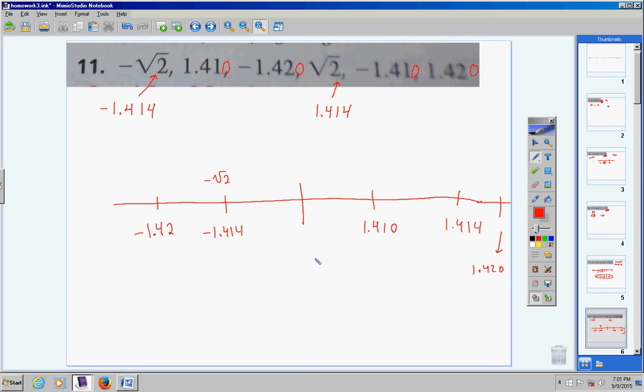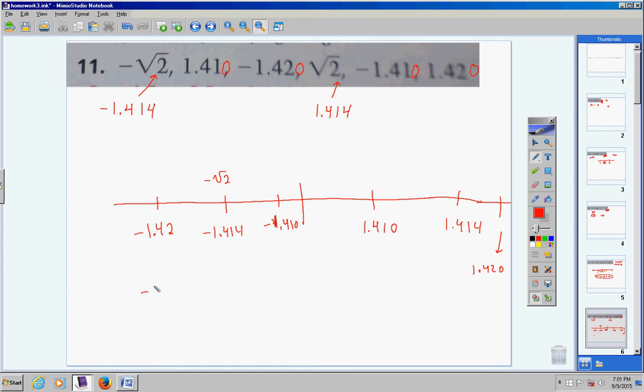I think I'm missing one somewhere. 1, 2, 3, 4, 5, 6. Which one am I missing? Let's see. This one here. And then this one. And then this one. And then this one. Oh, I skipped this one right here. Negative 1.410. That would go right here. Let me show you why. 1.410. Well, guys, 0.410, 0.411, 0.412, 0.413, 0.414. Okay, so it goes right here. And now I have my 6 numbers.